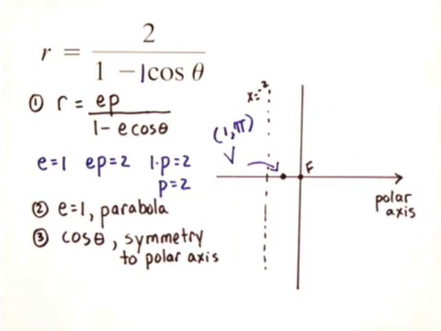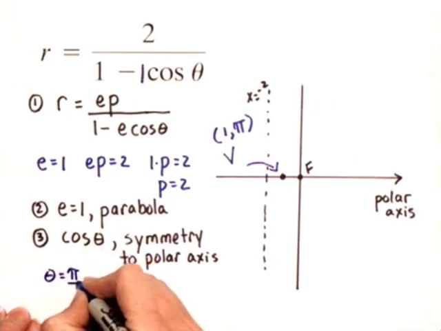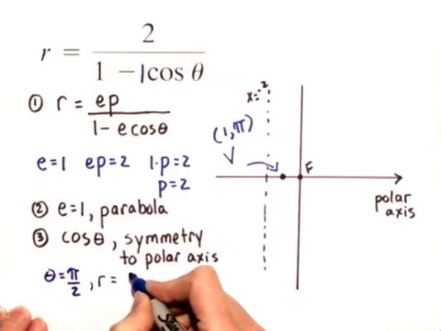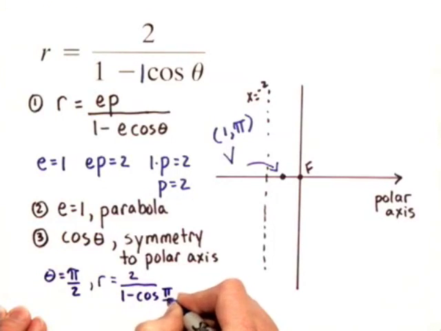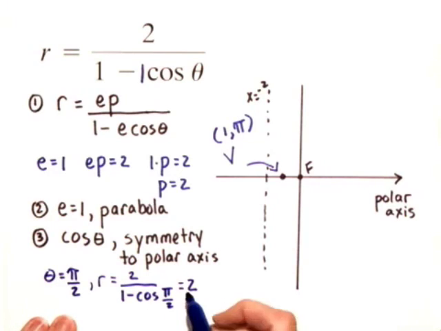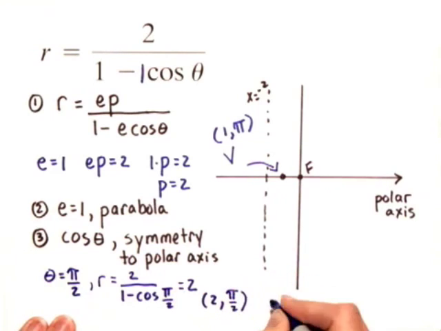Now let's come up with a couple more points to graph our parabola. If we let theta equal pi over 2, then we'll have an r value which will equal 2 over 1 minus the cosine of pi over 2. Since the cosine of pi over 2 is equal to 0, we have r equals 2 over 1 minus 0, which is just 2. So in other words, we have another point that we can plot, which is when r equals 2, theta equals pi over 2.